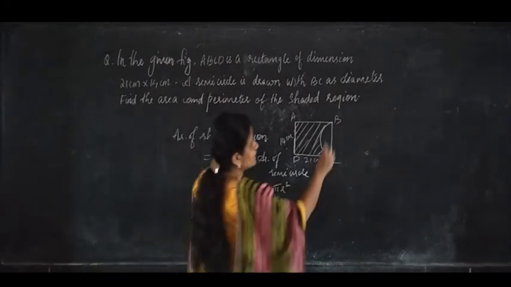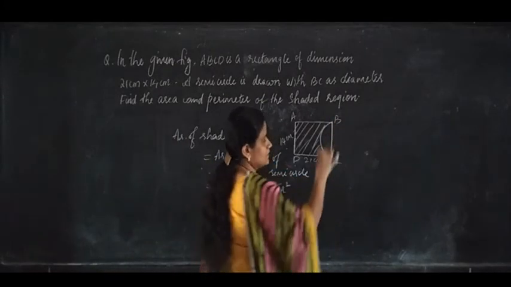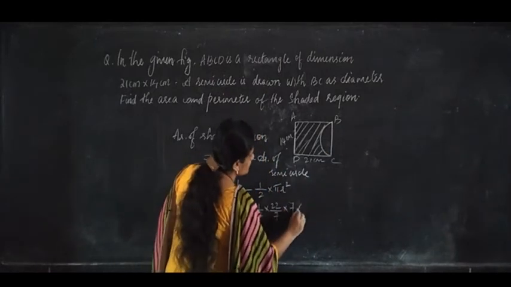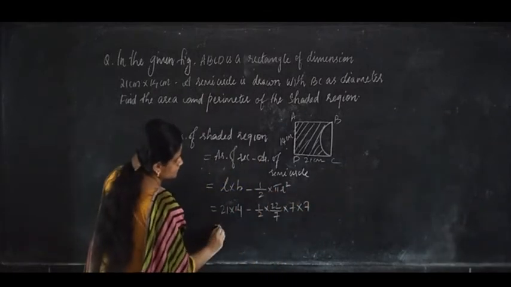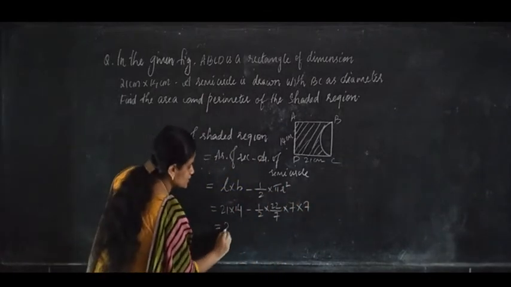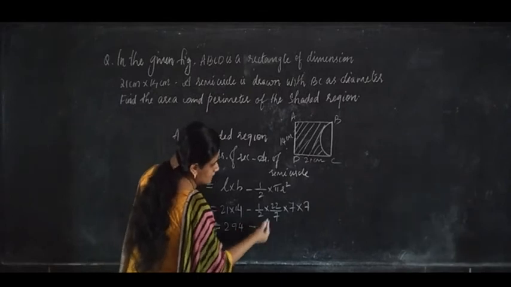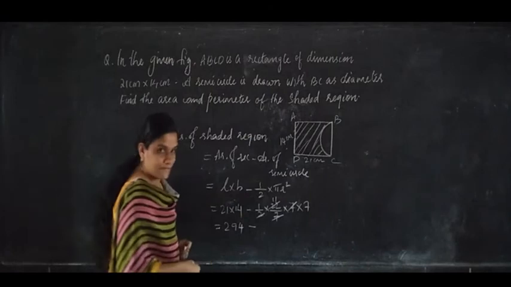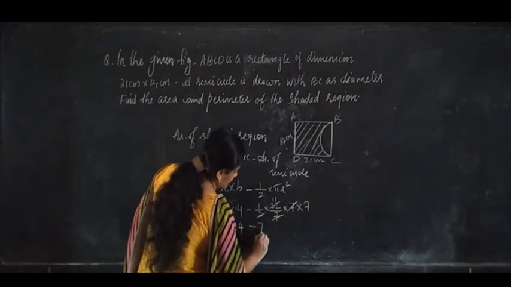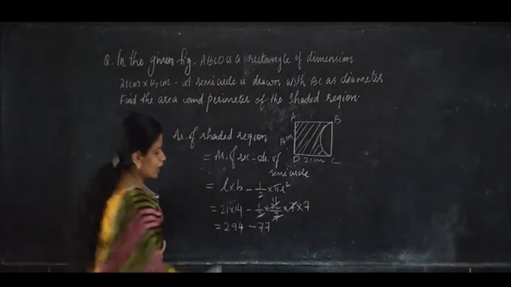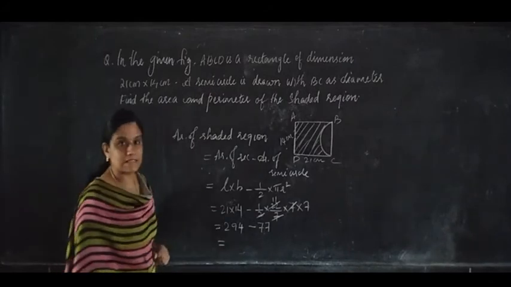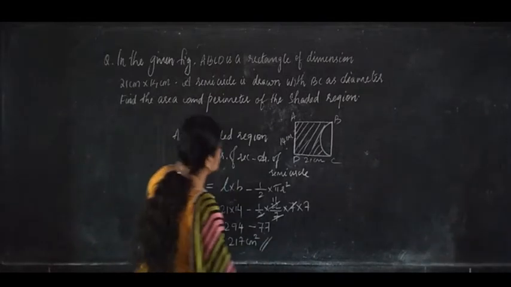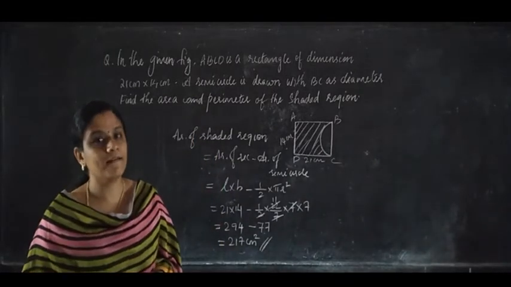Here you just see the diameter is 14. Then what is the radius? Yes, 7. 7 into 7. Now 21 into 14 is 294 minus 2 and 22, 11 times 7 and 7 got cancelled. 11 into 7, 77. Now if we subtract this, we will get the answer as 217 centimeters square. So this is the area of the shaded region.